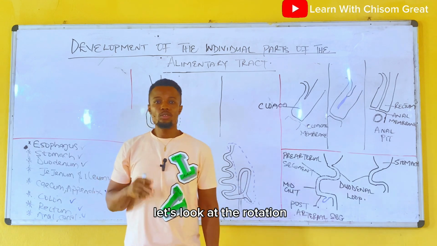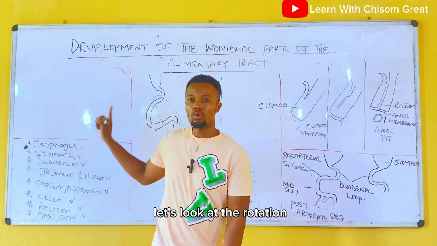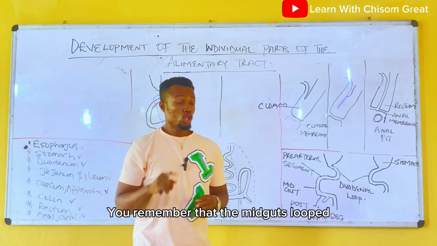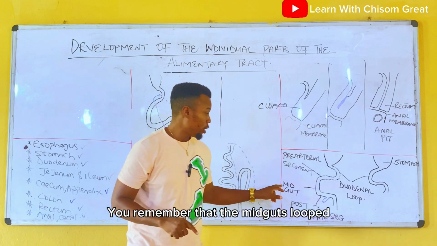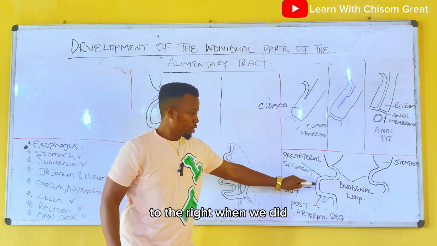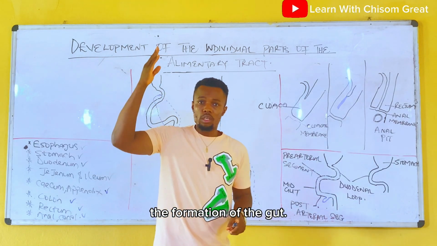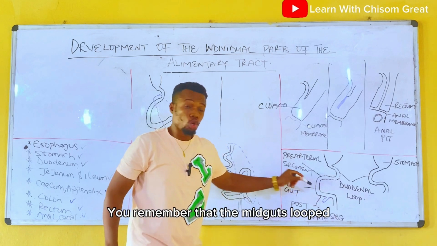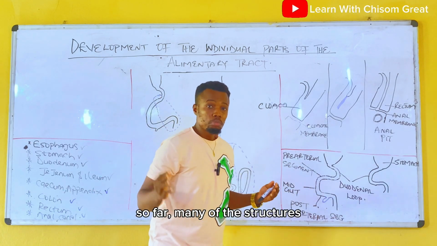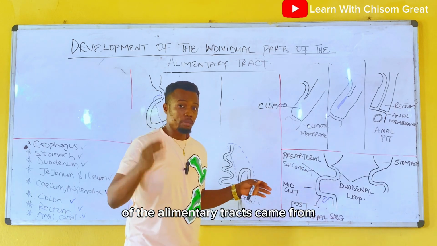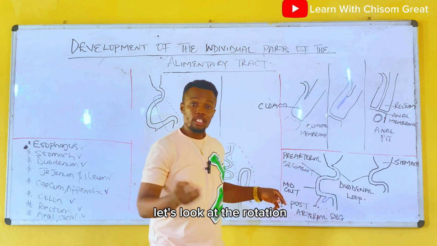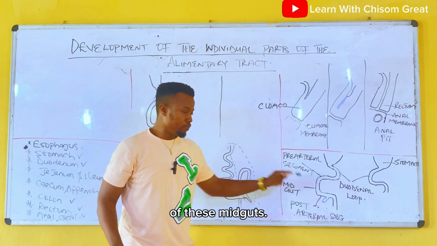So let's look at the rotation of the gut. You remember that the midgut moved to the right when we did the formation of the gut, and you can see that from what we've seen so far, many of the structures of the alimentary tract came from the midgut. So let's look at the rotation of this midgut.